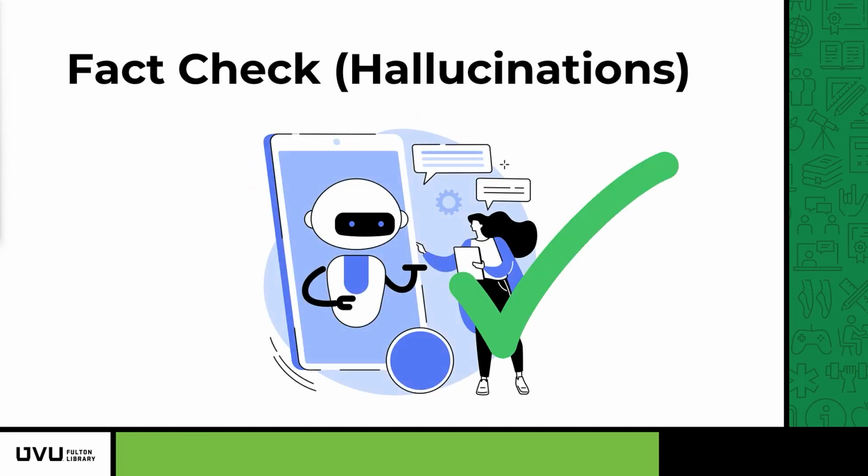This inaccurate information is referred to as hallucinations. Be very careful of any information that is provided by a text-generating AI tool and make sure to fact-check the information.